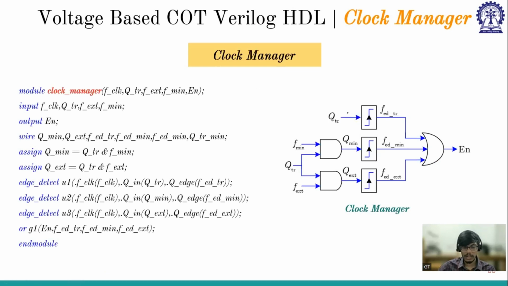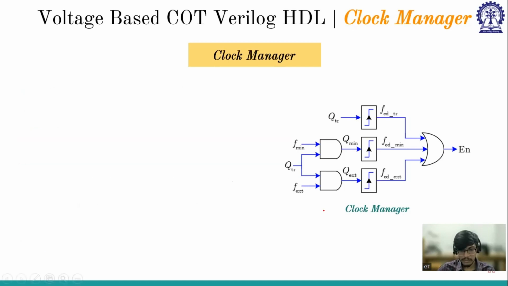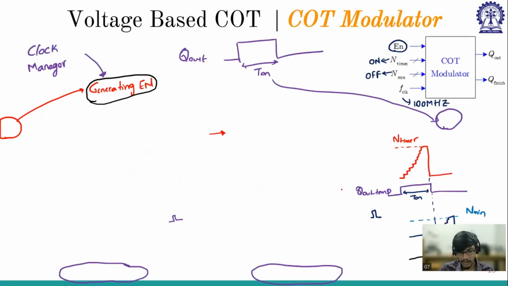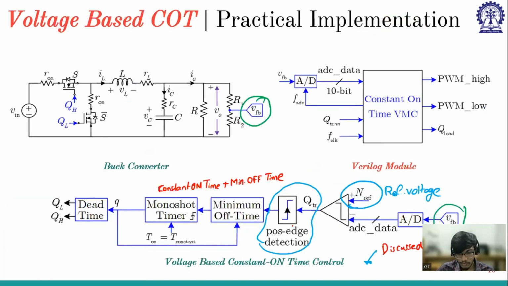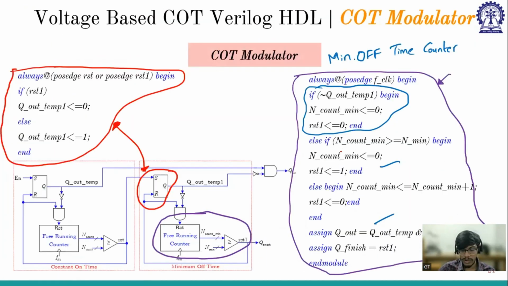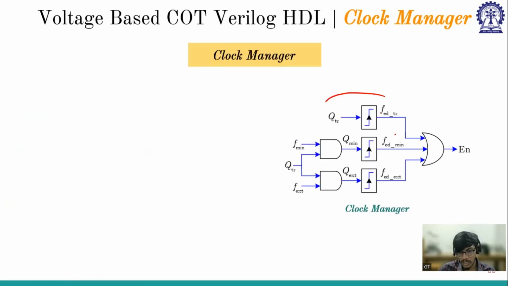So the clock manager circuit is as shown. First let us discuss the clock manager, and then we'll come back to the Verilog code. So enable is, whenever QTR has a positive edge, it should enable the clock modulator, right? So this is that part. Whenever QTR sees a positive edge, it will give a rising edge for enable.